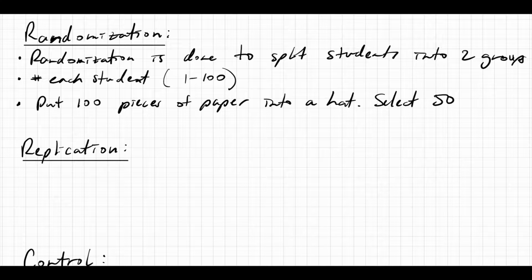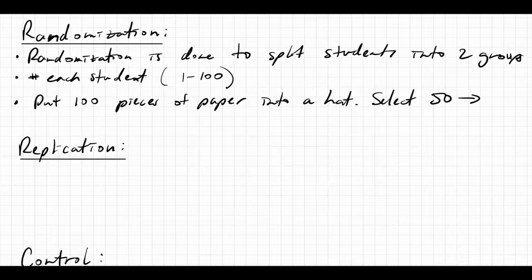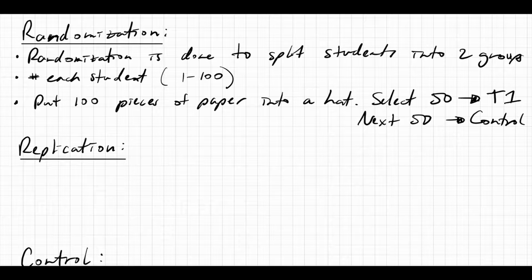Select 50, which will go into your treatment group. Next 50, go into your control. Like I said, if you were actually going to take this sample, I wouldn't do it that way because it would take a while, but it's another way of doing it. Put 100 pieces of paper in a hat, select your first 50 that go into one, the next 50 go into the control group. Okay.